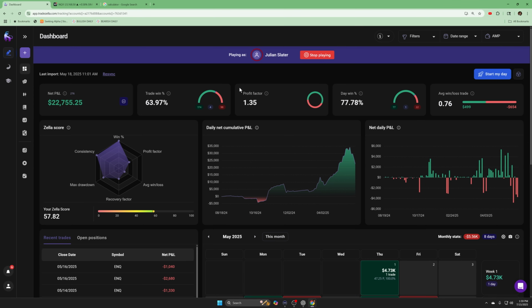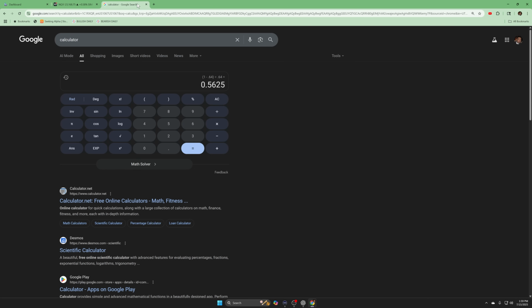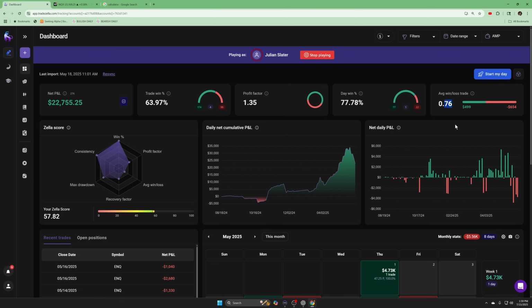What we can see here with Julian is that although he's sub 1-to-1, he's still profitable because of his win rate. And he is rather significantly up on his minimum. So we go to the calculator. The calculator says his minimum is 0.56, yet he's at 0.76. So it's 20 points better. That's awesome. Therefore, a profitable trader.